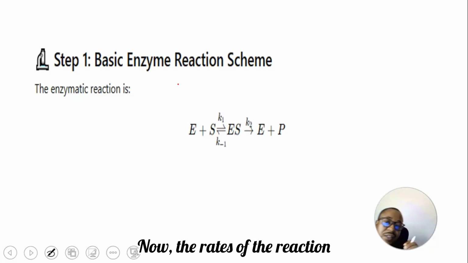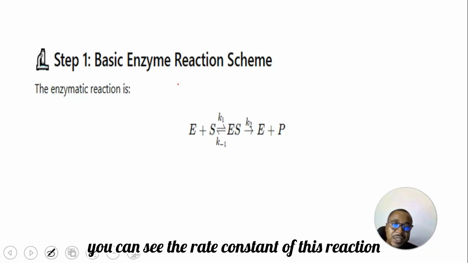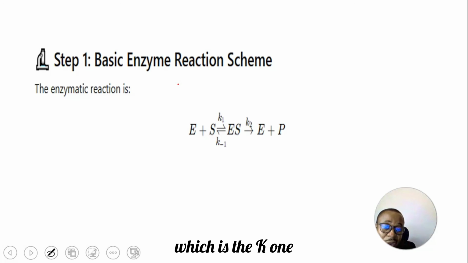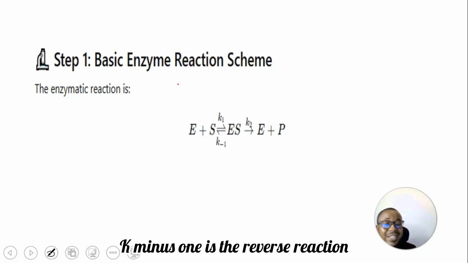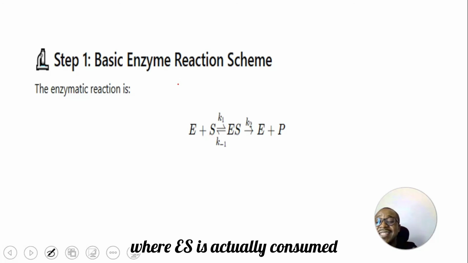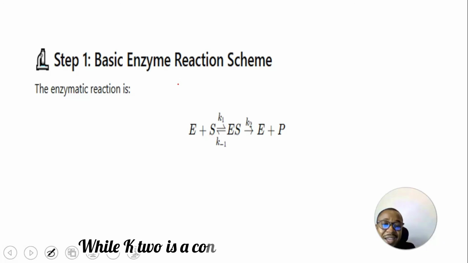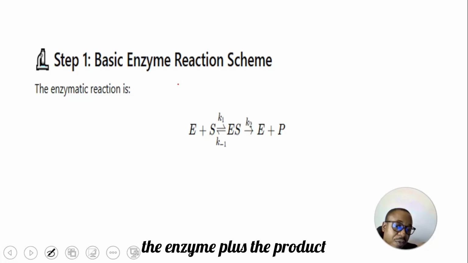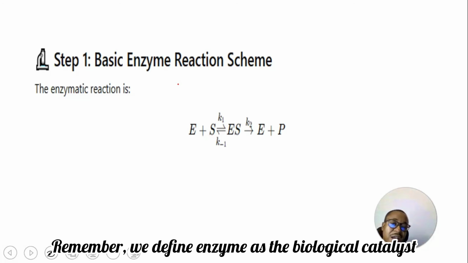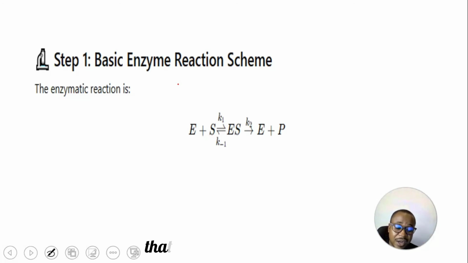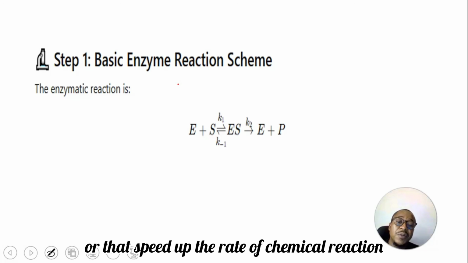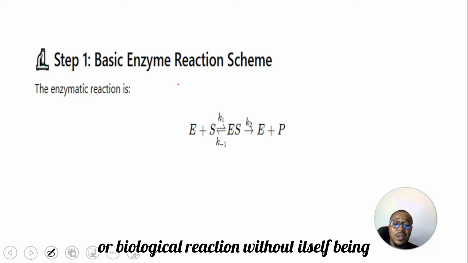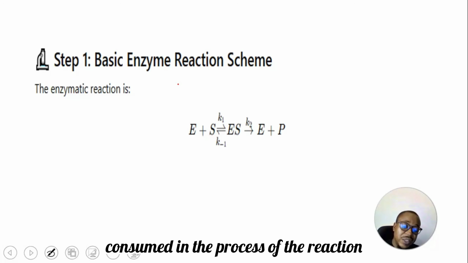Now the rates of the reaction, you can see the rate constant of this reaction, which is the K1, with the forward reaction where ES is produced. K minus 1 is the reverse reaction where ES is actually consumed, while K2 is the consumption of ES to produce the enzyme plus the product. Remember, we define enzyme as the biological catalyst that speeds up the rate of chemical or biological reaction without itself being consumed in the process of the reaction.